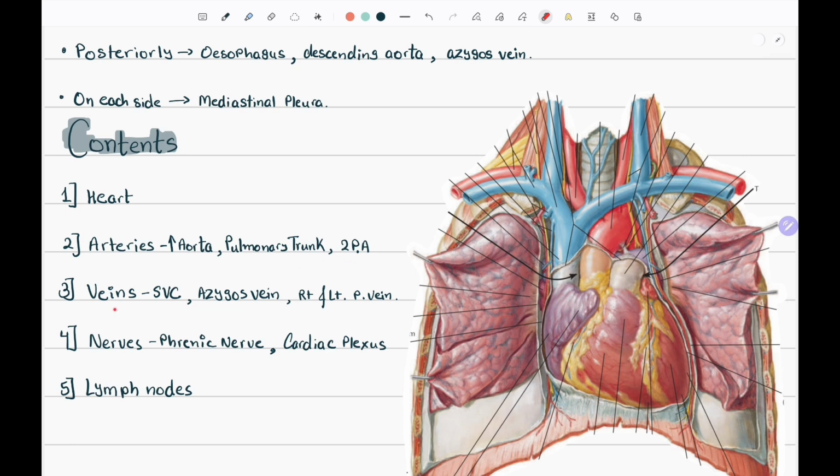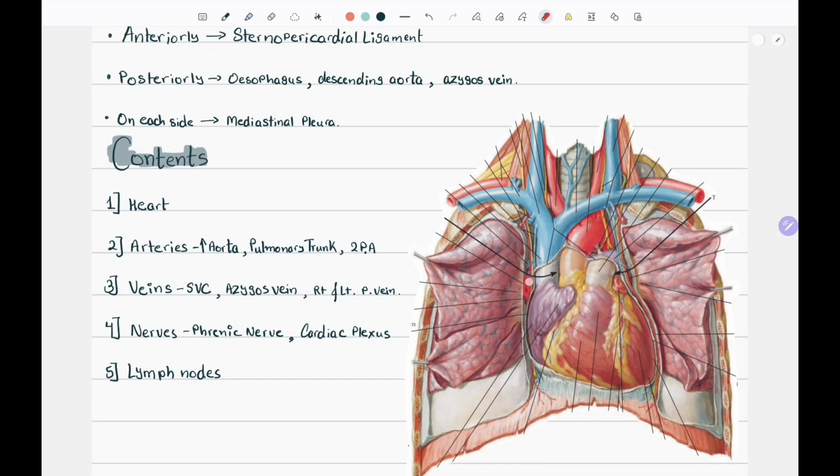Now coming to the veins, I have the superior vena cava. This is my superior vena cava. The azygos vein, as I've already told you, I've made a video on the azygos vein. And the right and left pulmonary veins. So here is my pulmonary vein. This is the right pulmonary vein and the left one is right here, the left pulmonary vein.